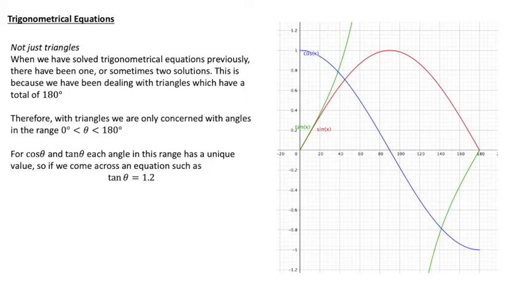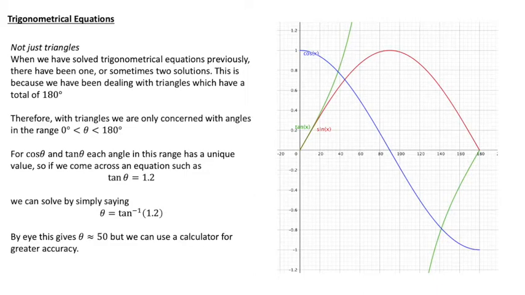So if we came across an equation like tan theta is 1.2, we could draw across from 1.2, drop down, and that would be the same as solving this equation, so saying theta is tan to the minus 1 of 1.2, and from the graph we could see that theta is about 50, and if we need it to be more accurate we could use a calculator.